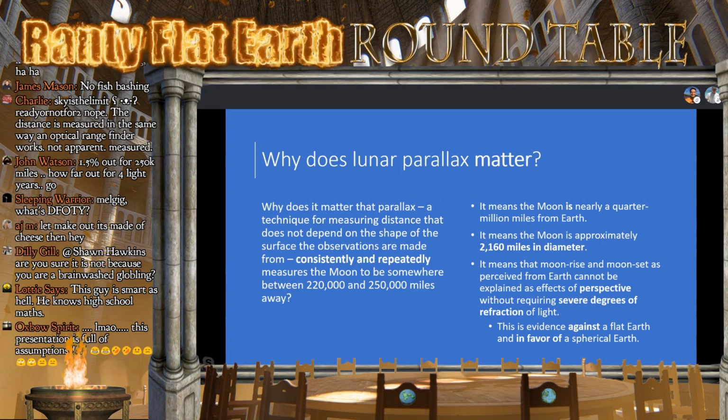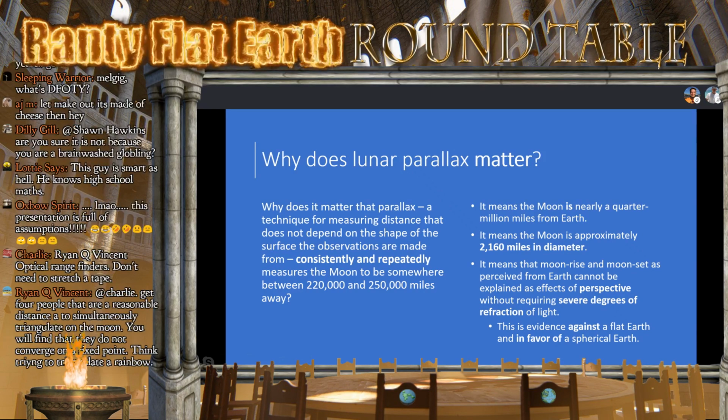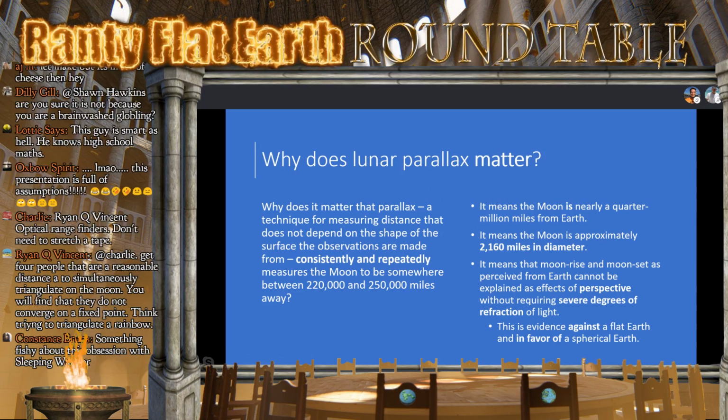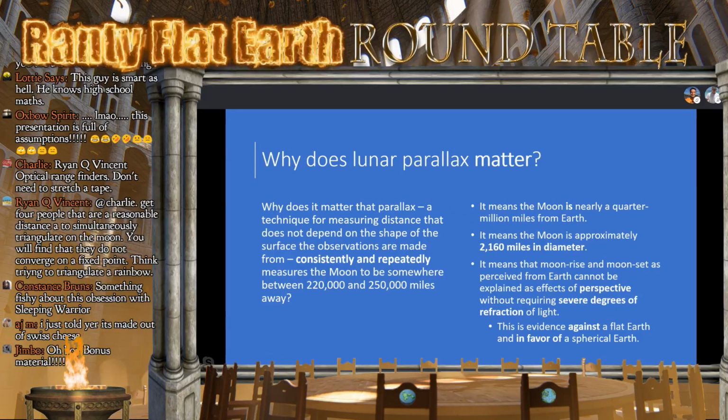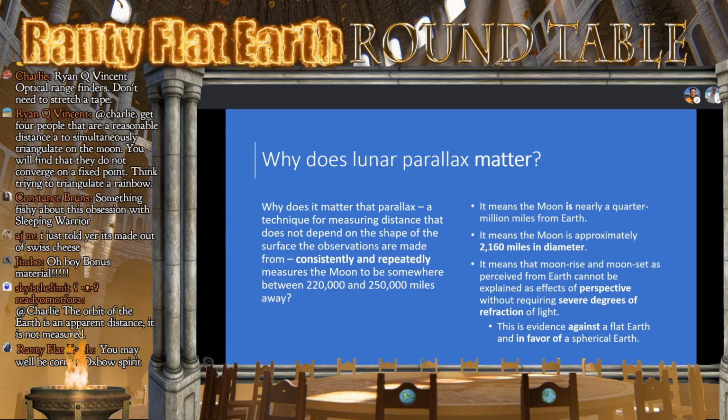It means that the moon is nearly 250,000 miles from Earth. It also means that the moon is approximately 2,160 miles in diameter. And how can we come up with that number? We know its angular size and we know its actual distance, and that means we can know its actual size.